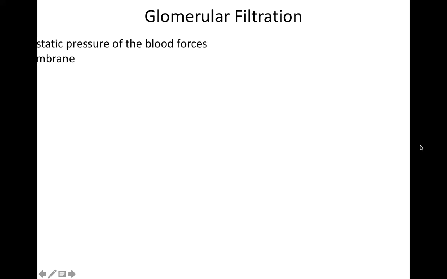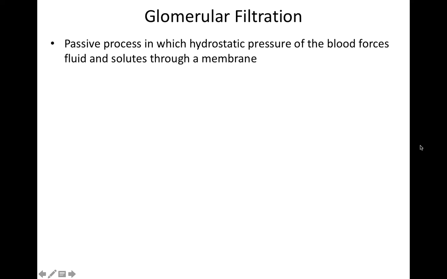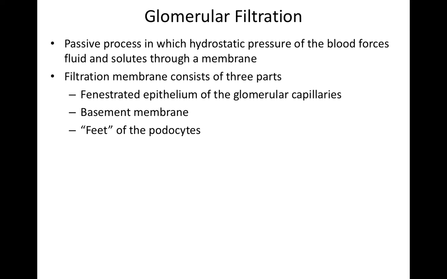Starting with filtration. So this is passive. We're relying on hydrostatic pressure of the blood to force anything that can fit through the membrane through the membrane. So this filtration membrane is very reminiscent of that respiratory membrane we talked about in the lungs. So here we've got the fenestrated epithelium of the capillaries. So we've got the endothelial cells that are going to be fenestrated. They've got the pores, the basement membrane, and then the feet processes of the podocytes, which, if you remember, are the visceral layer of the capsule.